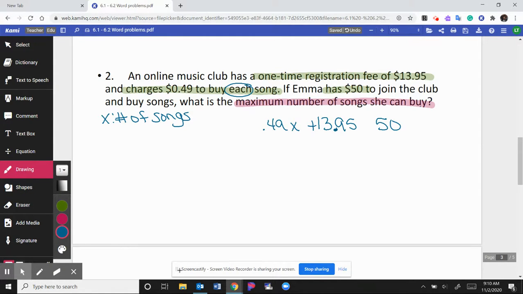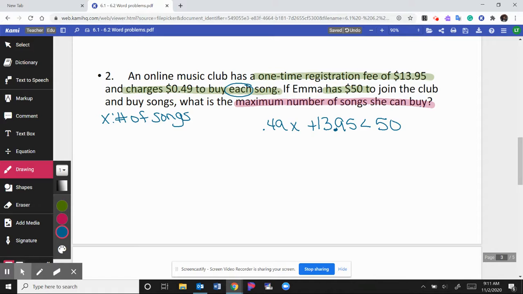So again, Emma has $50 to join the club. What does that mean? Can she spend more than $50, or does she have to spend less than $50? So hopefully you're saying less than. And the question of, is it equal to?